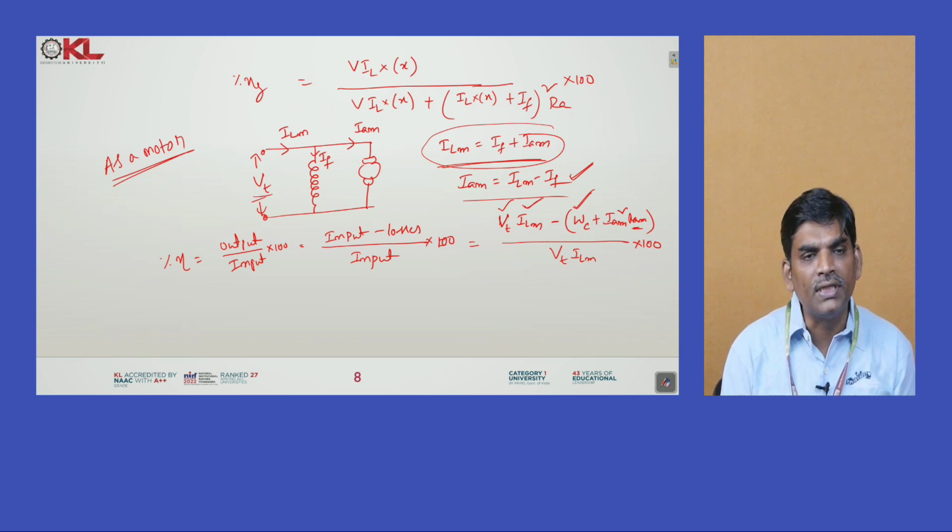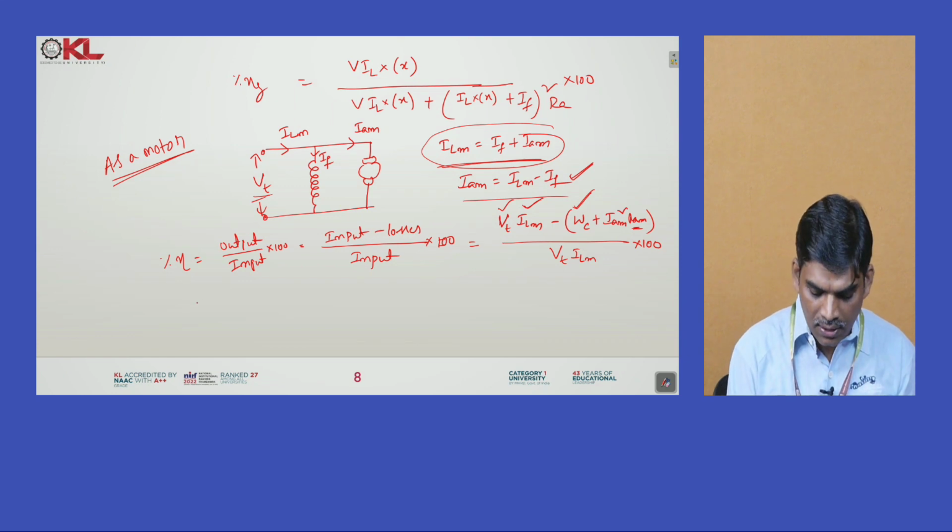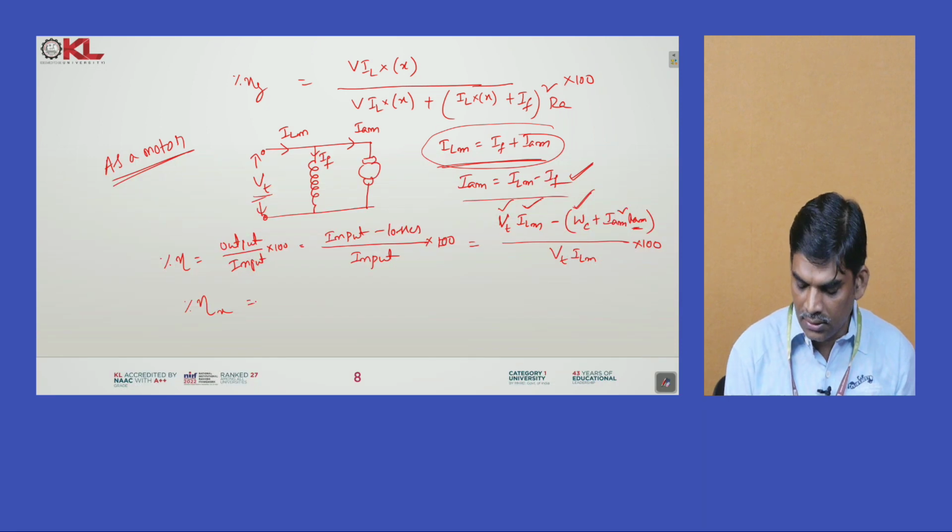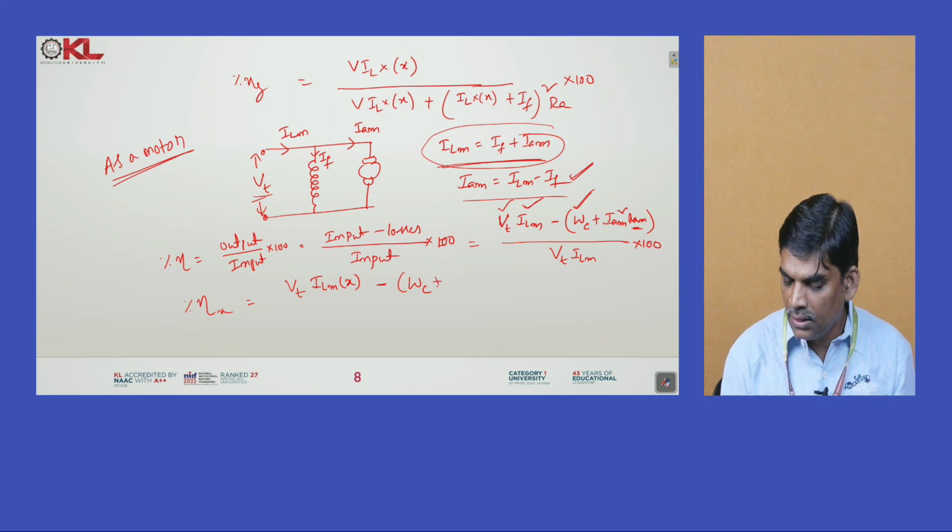As with the generator, for the motor we can also find the efficiency at any load, some fraction X. VT into load current, where full load means full current, so ILM into some X, minus the constant loss WC, which is constant because it is independent of the load. And the IAM value is simply ILM into X minus IF.